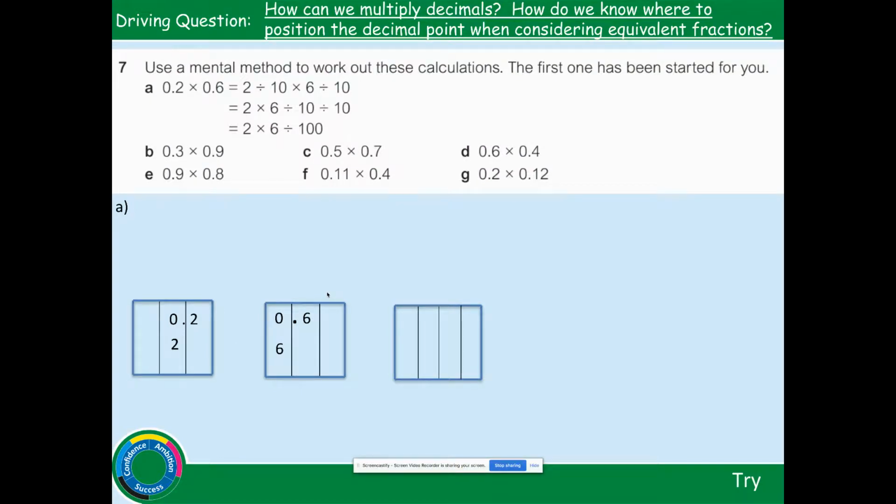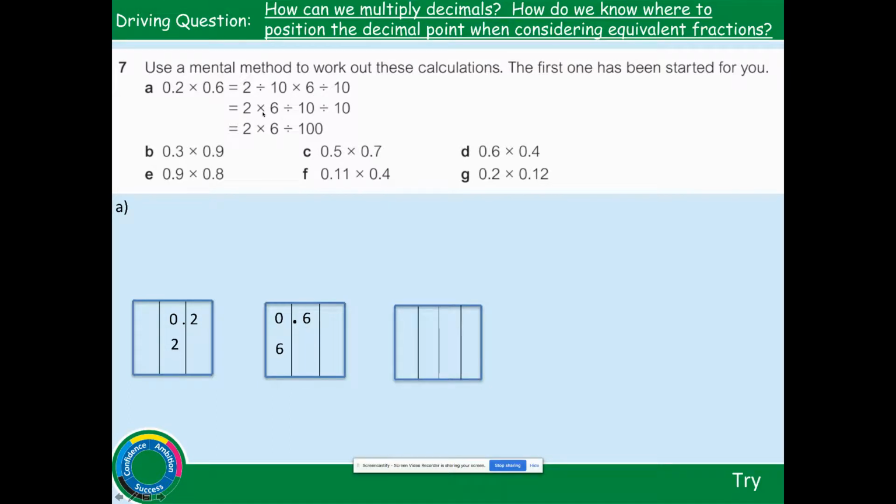Okay, use a mental method to work out these calculations. The first one has been started for you. Okay, it's just what we have been doing, but this time we've got decimals on both sides. They're showing it now as being 2 divided by 10 times 6 divided by 10. And then they're looking at the 2 times 6 and then divide by 10, divide by 10. That's like saying divide by 100 in one go. You might like to write it down that way.